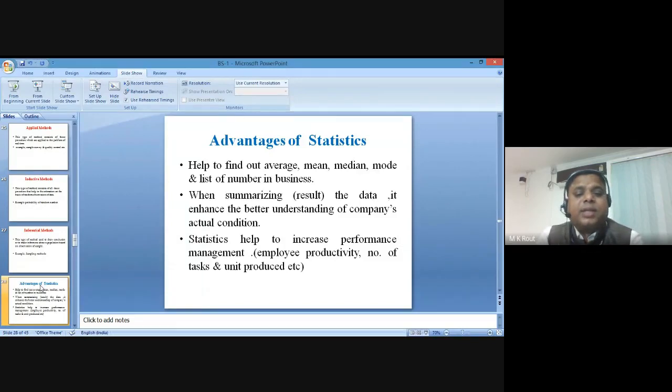The next part is that statistics helps to increase performance management, especially with reference to employee productivity. There is a concept known as motion study. Whenever you implement motion study in manufacturing organizations, they initially calculate the different machine setup times, machine performance time, machine idle time, and machine breakdown time, and also the process time or machine cycle time.